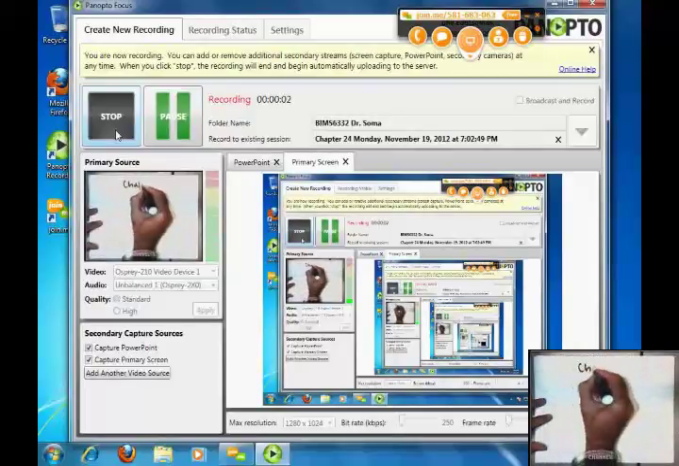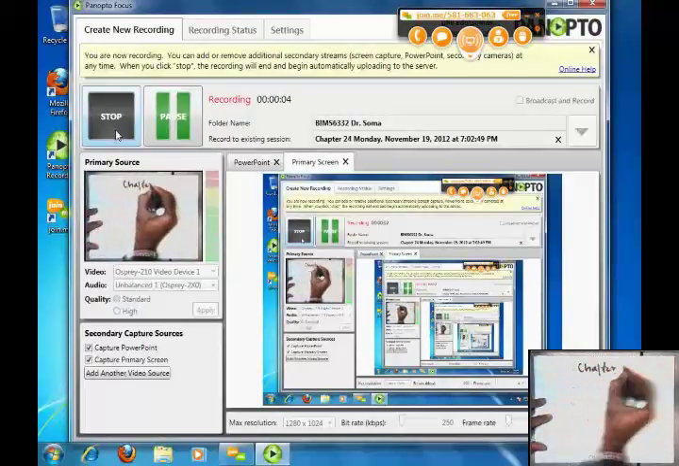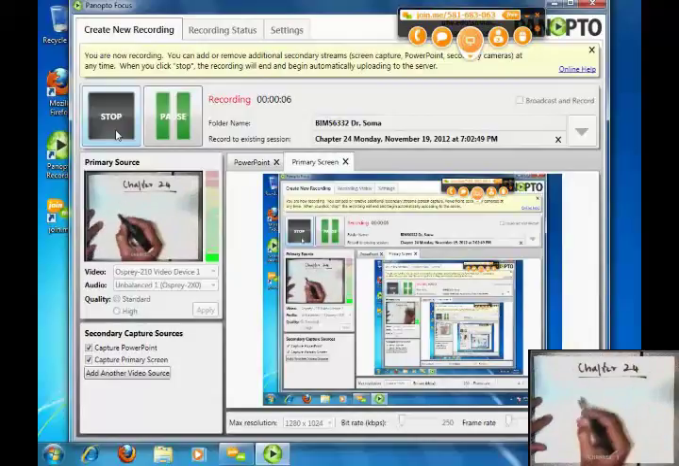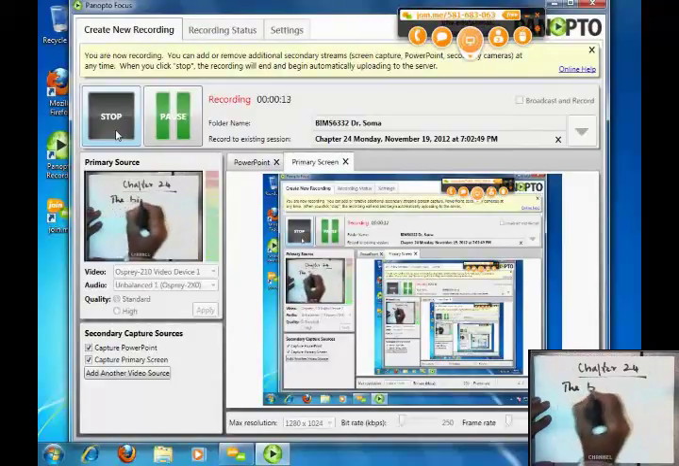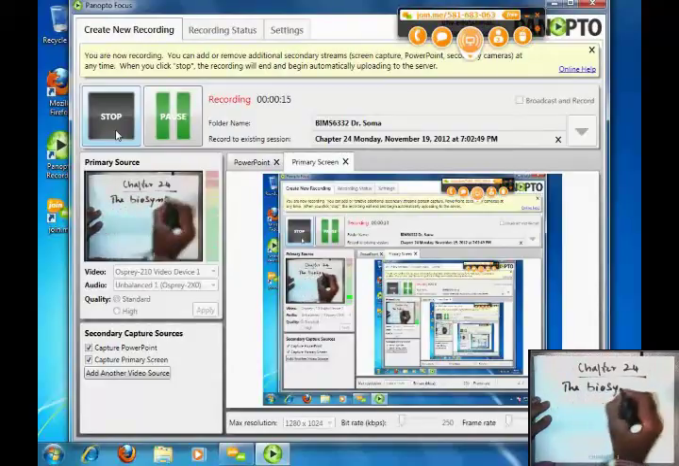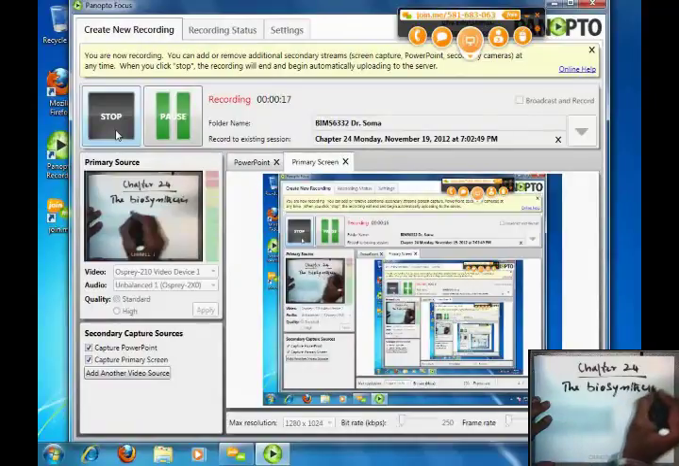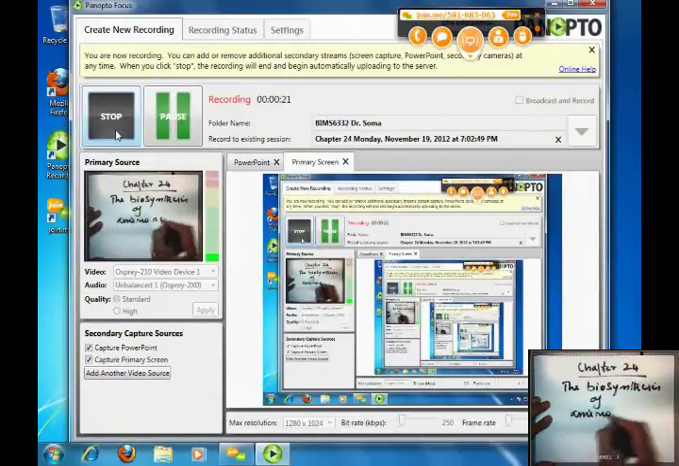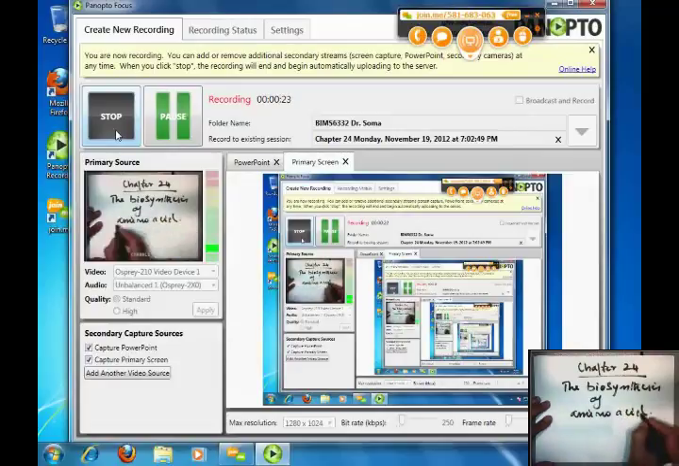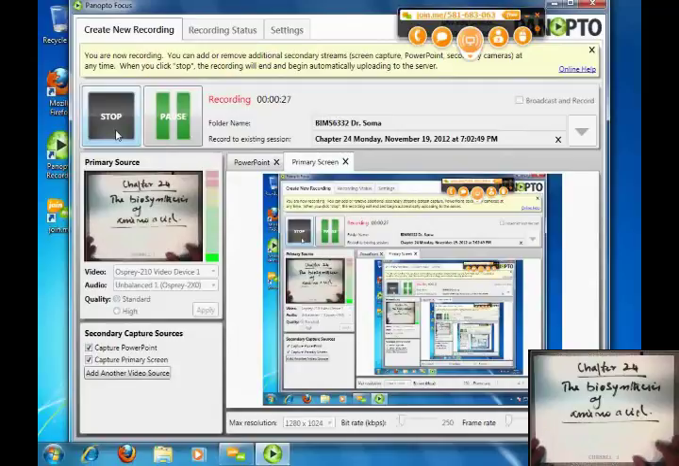Chapter 24 from your textbook is on the biosynthesis of amino acids. Because we studied amino acid turnover and protein turnover last class, now I would like to go over the biosynthesis.